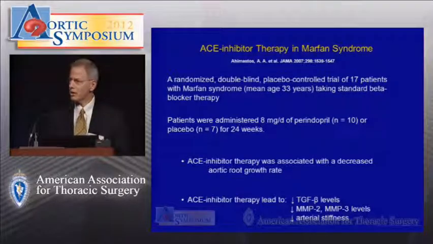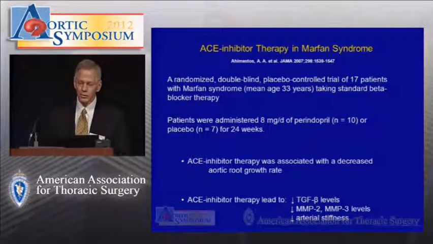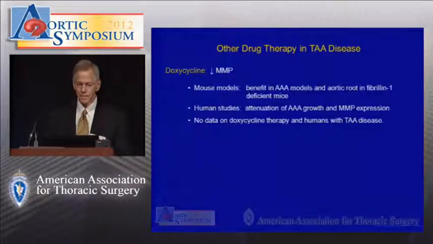One small study of ACE inhibitor therapy in Marfan syndrome from Australia: patients on standard beta blocker therapy were randomized to perindopril, an ACE inhibitor, versus placebo on top of beta blocker therapy. The ACE inhibitor group did show benefit with a decreased rate of aortic root growth over a half a year, and decreased TGF-beta levels, decreased MMP levels, and decreased arterial stiffness in a non-invasive elastic study.